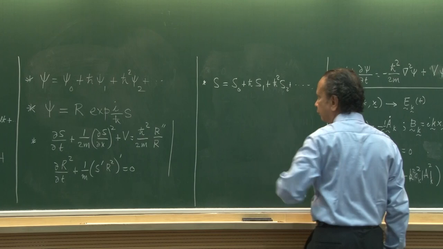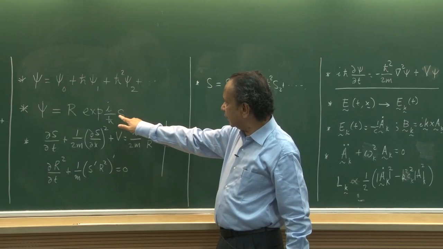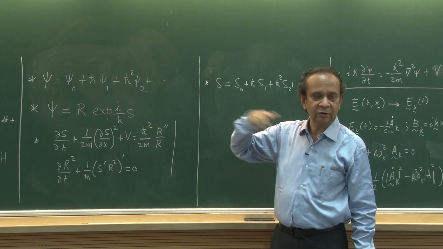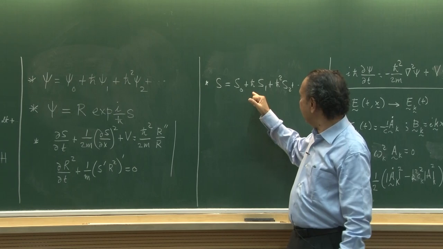Okay? So, what have I done? There is an S over h cross here. When I plug this expansion into it, my leading term is S naught divided by h cross, which is non-analytic in h cross. It sort of oscillates very rapidly when h cross goes to 0. All right? Then there are remaining terms. In fact, we will only need S naught.